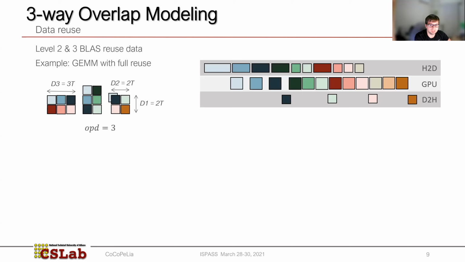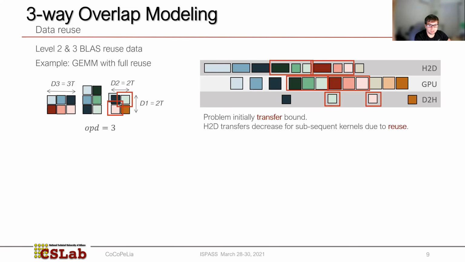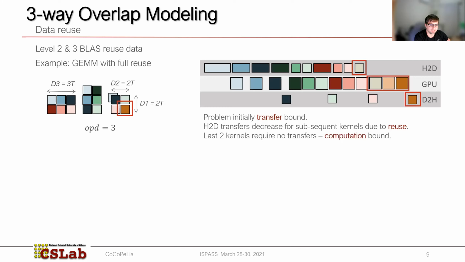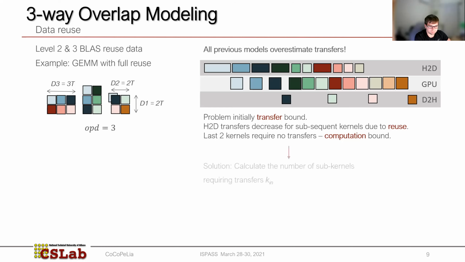Finally, the last problem we face is that level 2 and 3 BLAS reuse data. For example, for a case of gemm offload, we see here that the problem is initially transfer bound, then transfer time for each sub-kernel decreases since it reuses data, and finally it becomes computation bound for the last sub-kernels. Since all previous models are not aware of reuse, they always overestimate transfer in such scenarios.